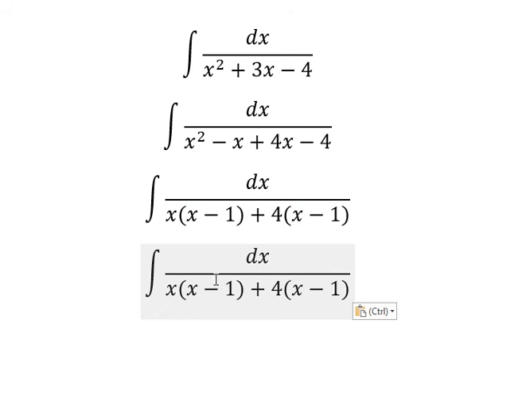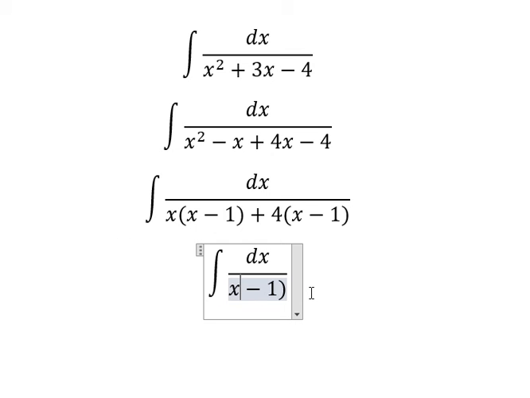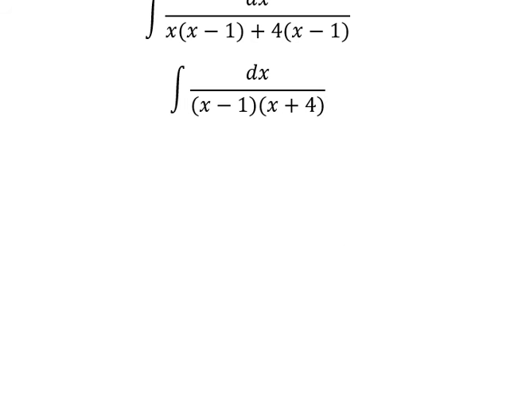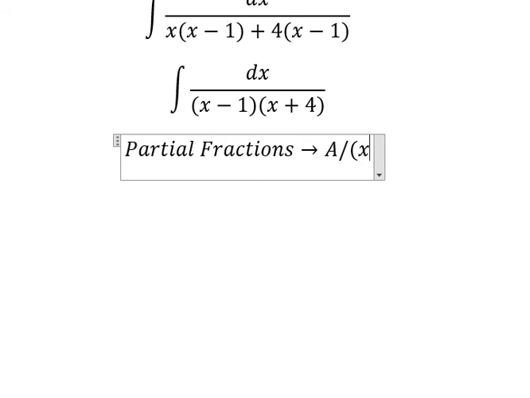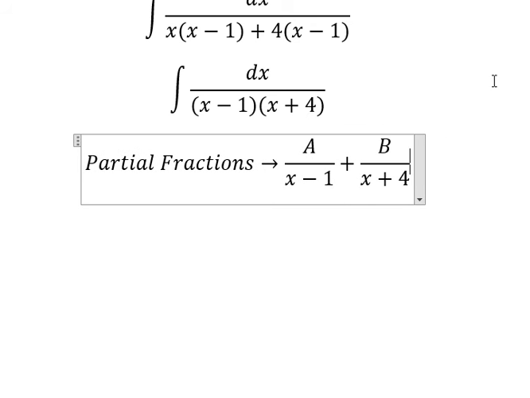Now, we have s minus 1, s minus 1. We can do another factorization by s minus 1. Now, we need to use partial fractions. I will put capital A over s minus 1 and capital B over s plus 4.